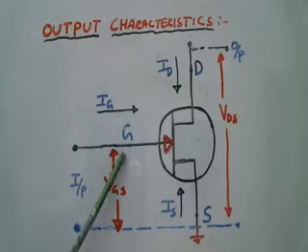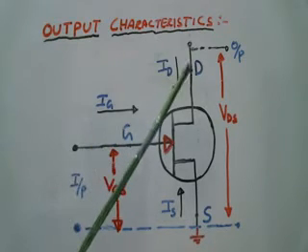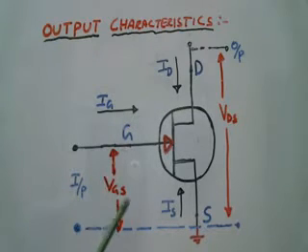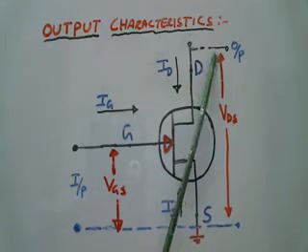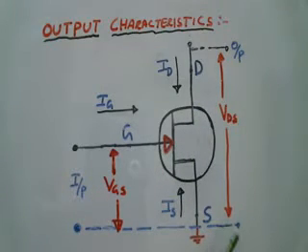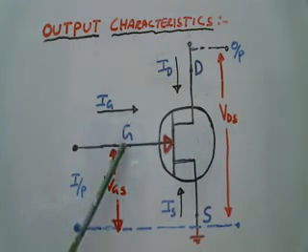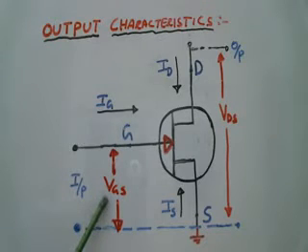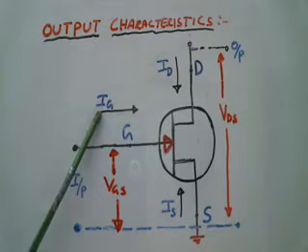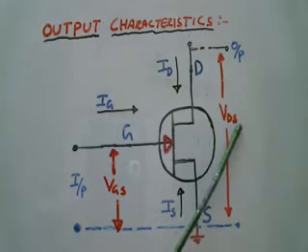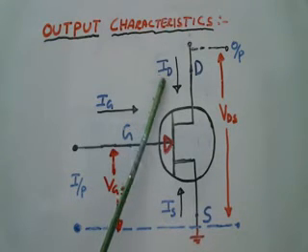The current flowing in the gate terminal is IG, and the current flowing in the drain terminal is ID. The voltage between the gate terminal and the source terminal is VGS. The voltage between the drain and the source is VDS. Since the gate is the input terminal, VGS is the input voltage and IG is the input current. Since the drain is the output terminal, VDS is the output voltage and ID is the output current.